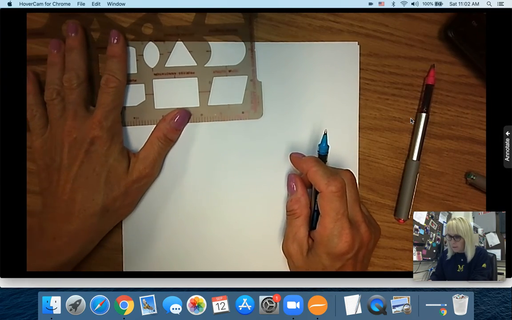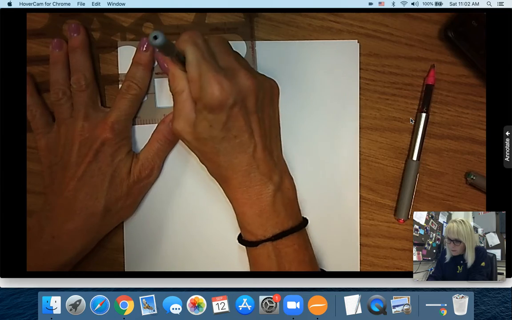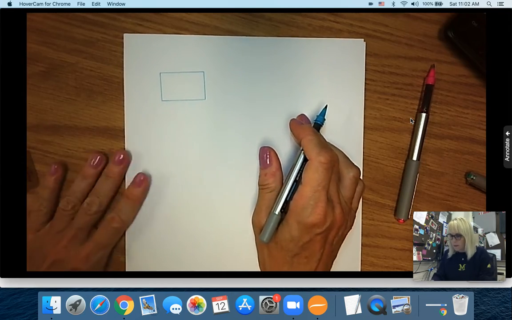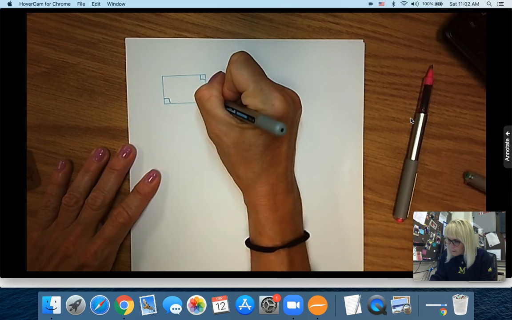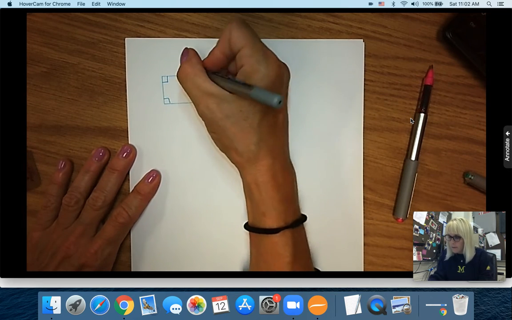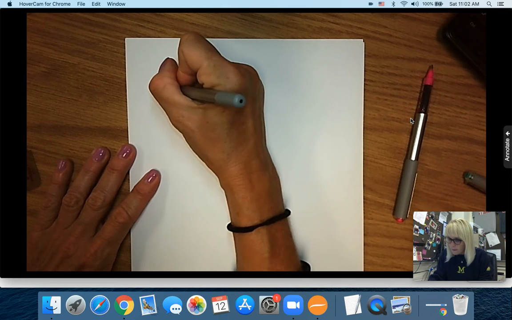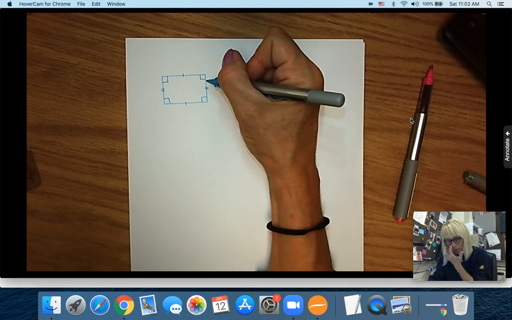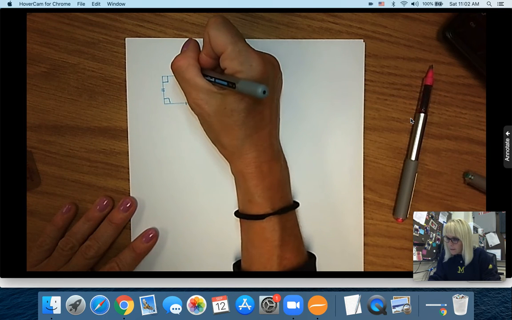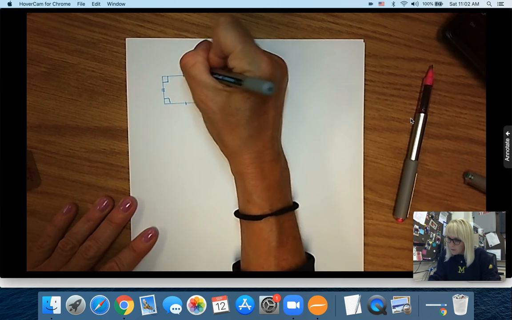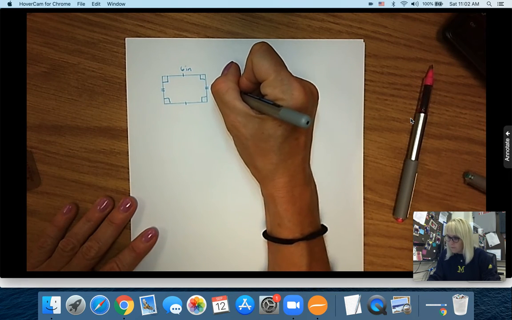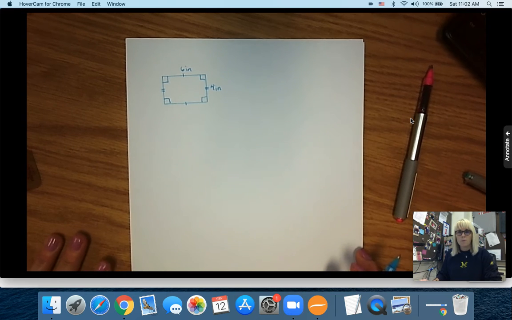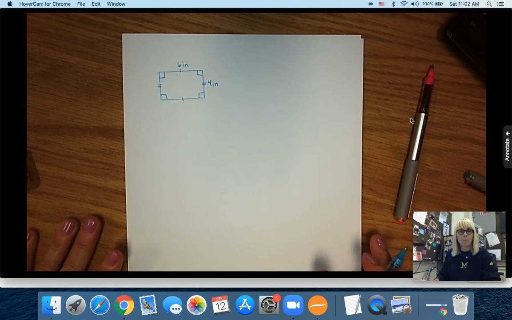So let's do a few examples. So here is a quadrilateral. Okay, I'm going to make it a rectangle by making 4 right angles and making opposite sides congruent. Okay, so that's a rectangle. I'm going to call this side 6 inches, and I'm going to call this side 4 inches. Okay, so I'm going to pause the video right now and ask you to find the perimeter of that rectangle.